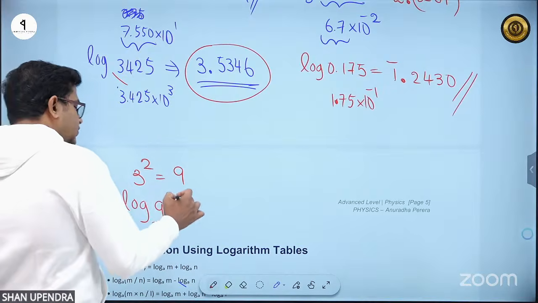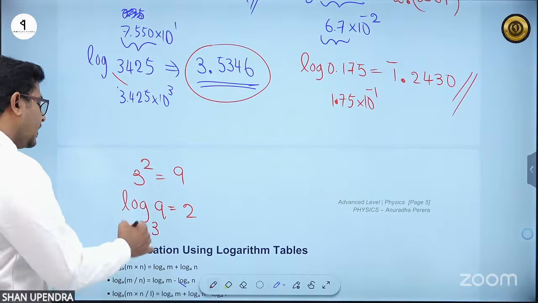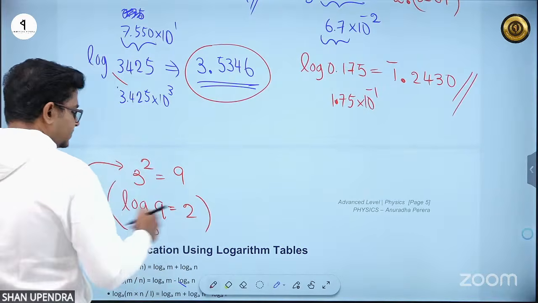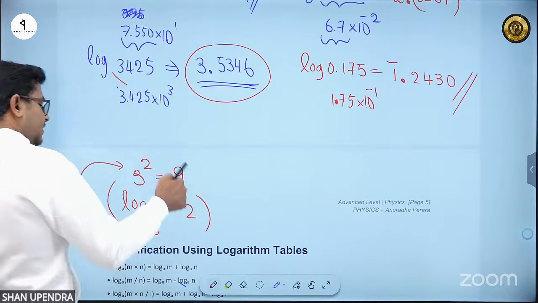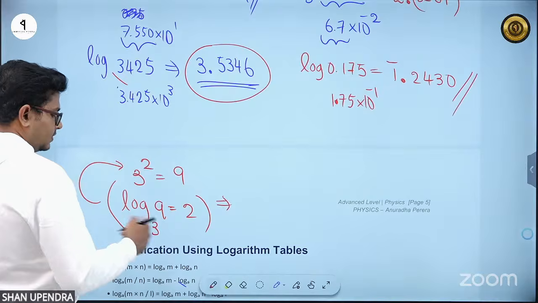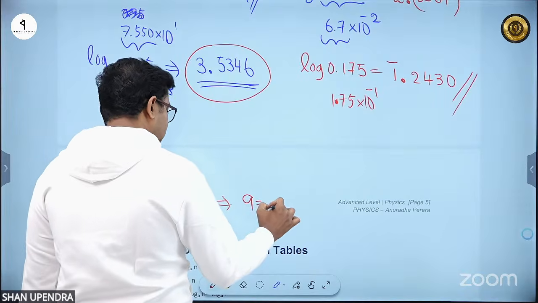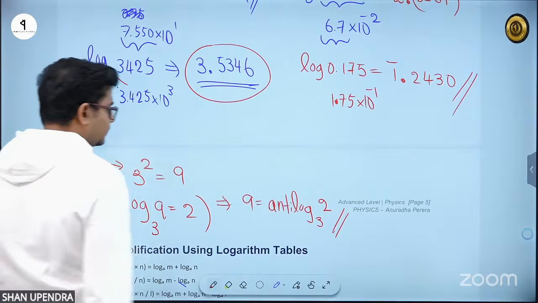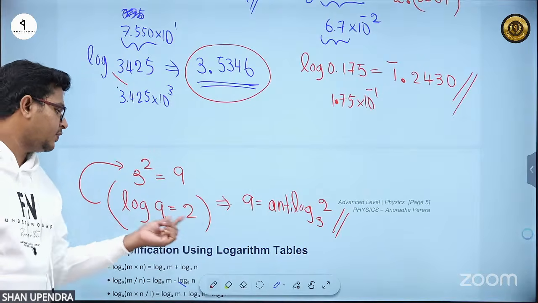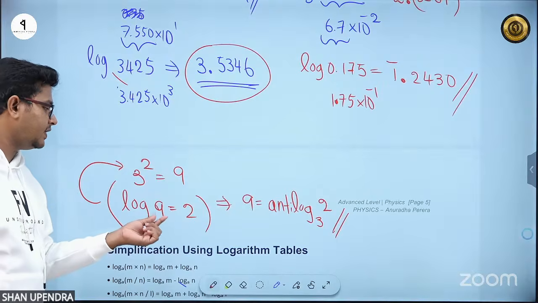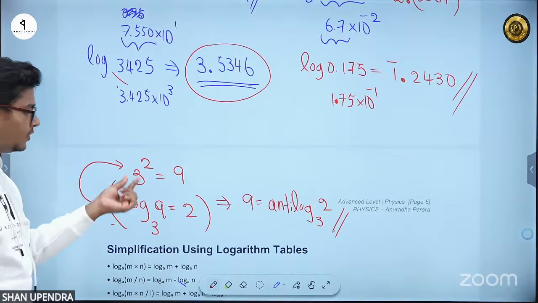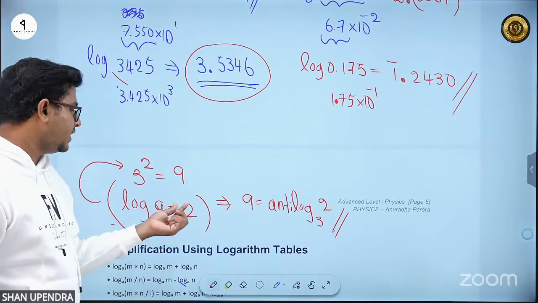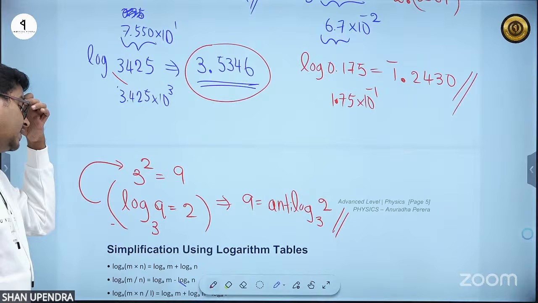Okay, if you have this relationship, we can get this index version. Or if you take the antilog of both sides, we can write it this way. I can write 9 equals antilog base 3 of 2. If you want to make 9 the subject again, you can come back to this version or this version. You can take the antilog of both sides, and the log cancels out. This 9 you can make the subject, and this one becomes antilog base 3 of 2.